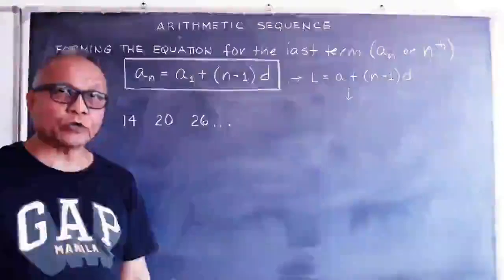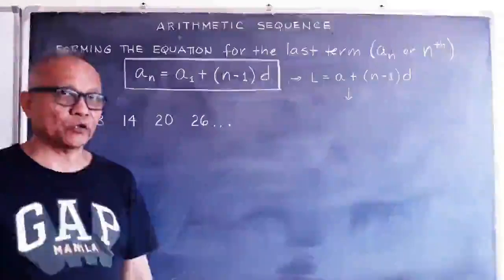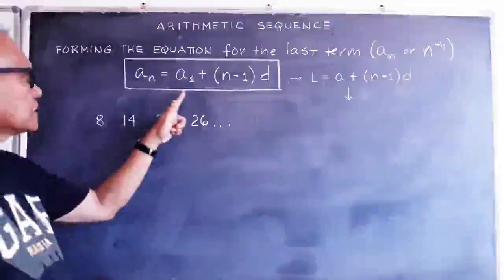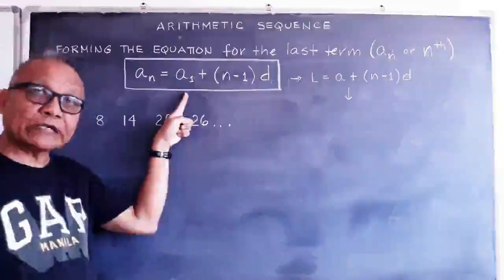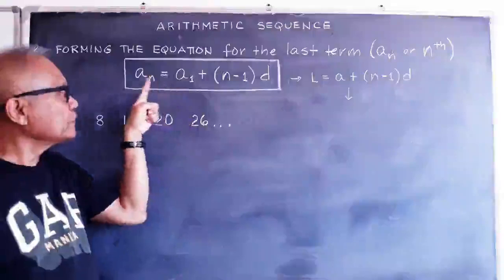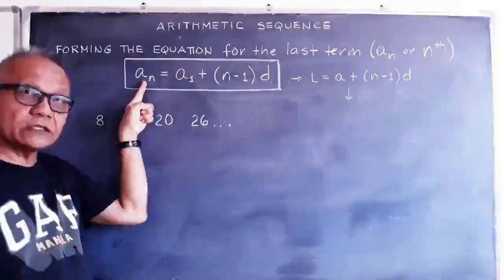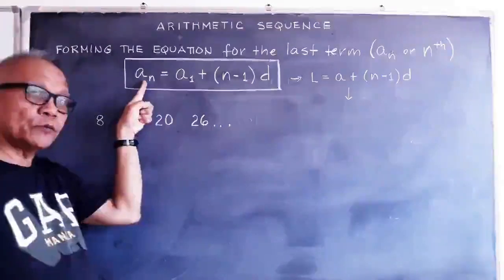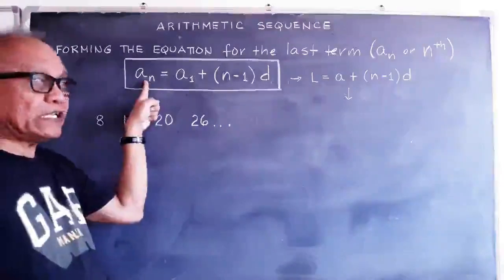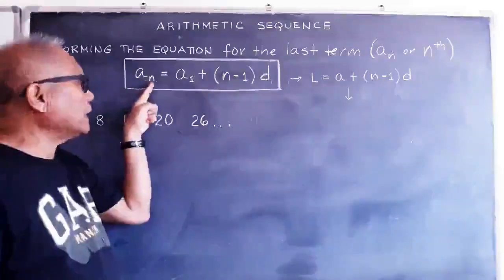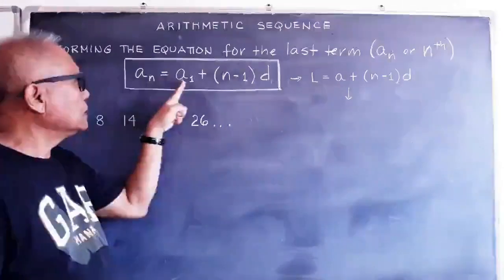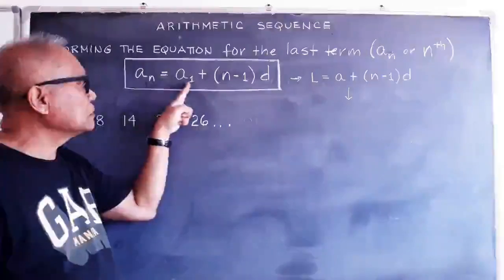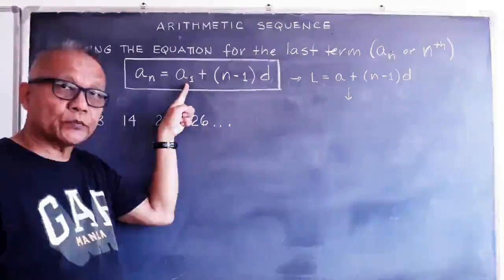We will form now the equation or formula for the last term or nth term of our sequence. So this is our general formula for finding the last term. A sub n is the nth term, the term that you want to solve. For example, you want to solve for the 90th term, so it becomes a sub 90. This one is the last term. This one is the first term.